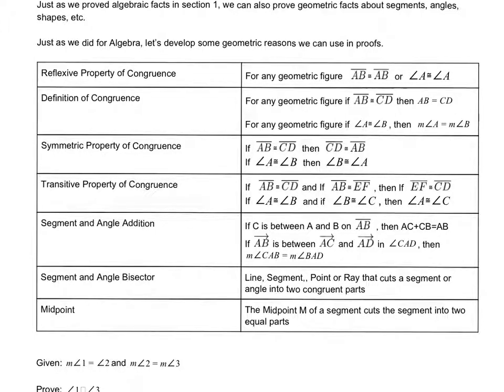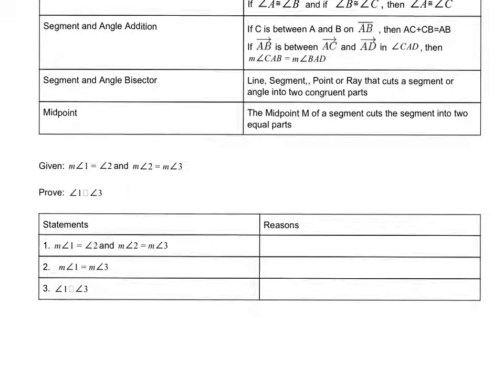We have segment and angle bisectors, which are just definitions we can use. So a line, segment, point, or ray that cuts a segment or angle into two congruent parts. We also have the definition of a midpoint, where the midpoint of a segment cuts the segment into two equal parts or two congruent parts. And we're going to use these along with the section 1 statements to help us with proofs.